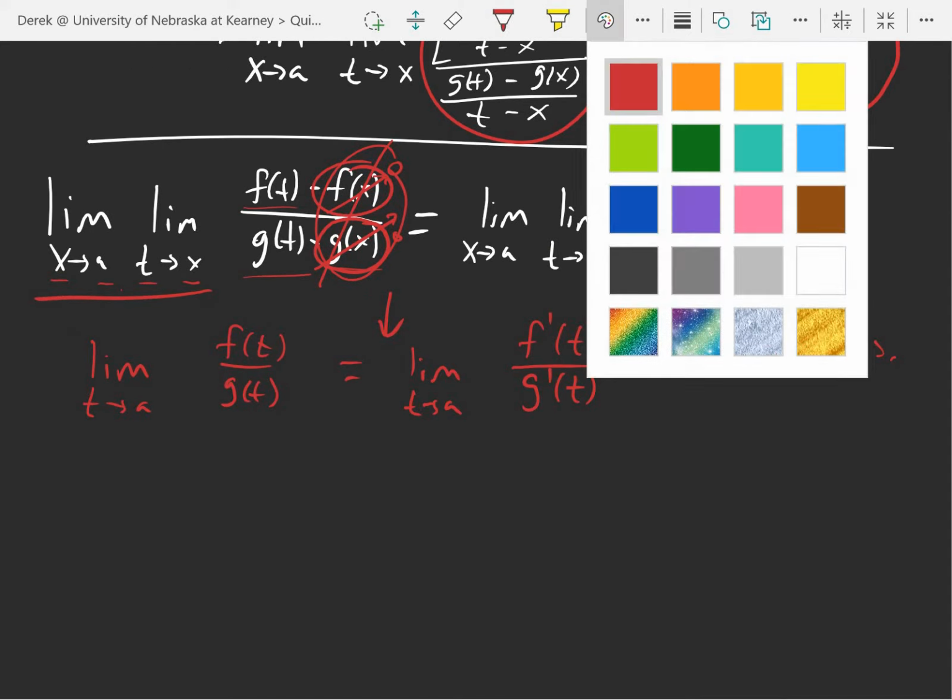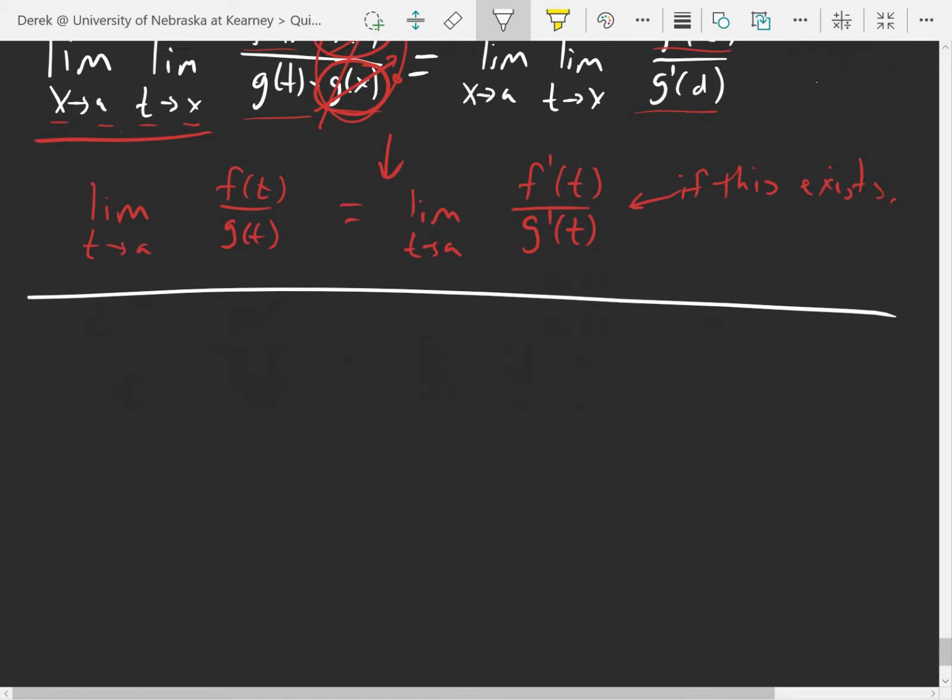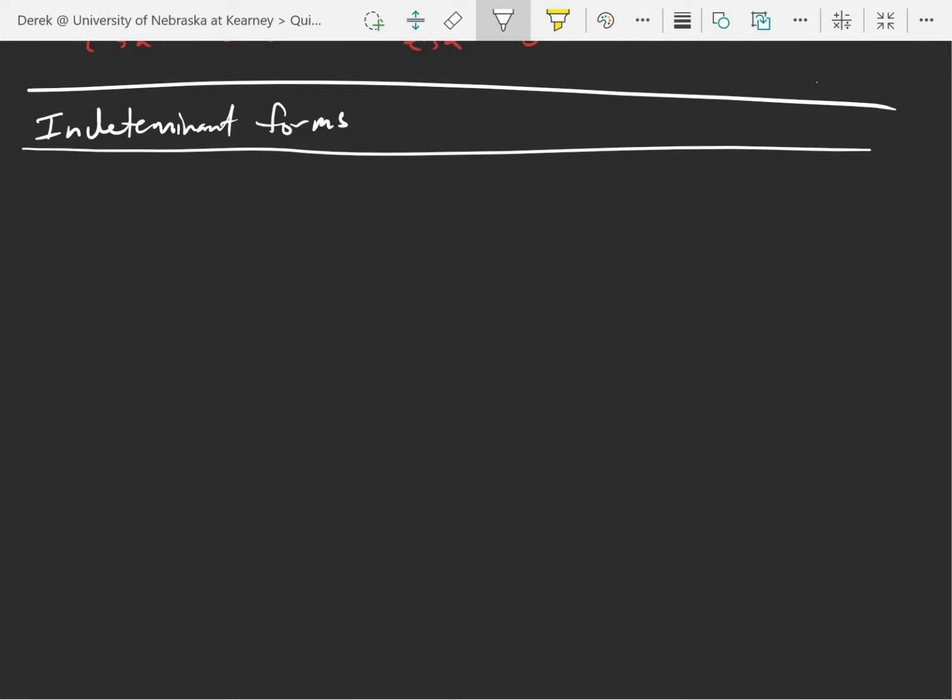Okay, so let's talk about L'Hopital's rule in practice. In most textbooks, you get to use it with indeterminate forms. And the two common indeterminate forms, the two base ones, the ones that we get directly from the definition of L'Hopital's rule, are 0 over 0 and, well, something over infinity.